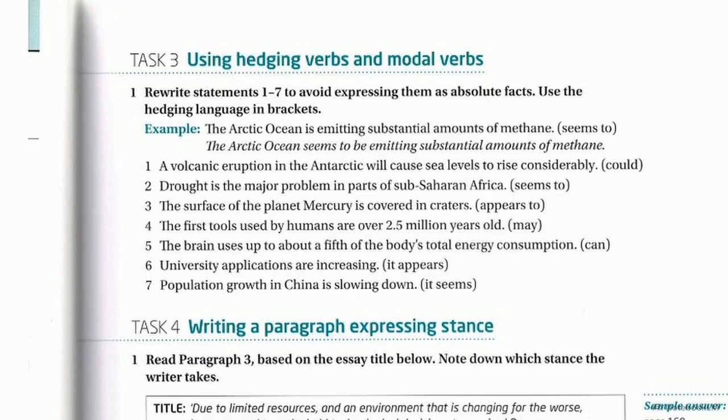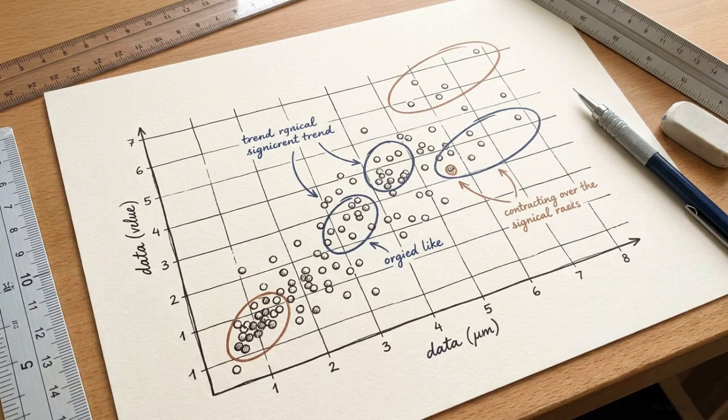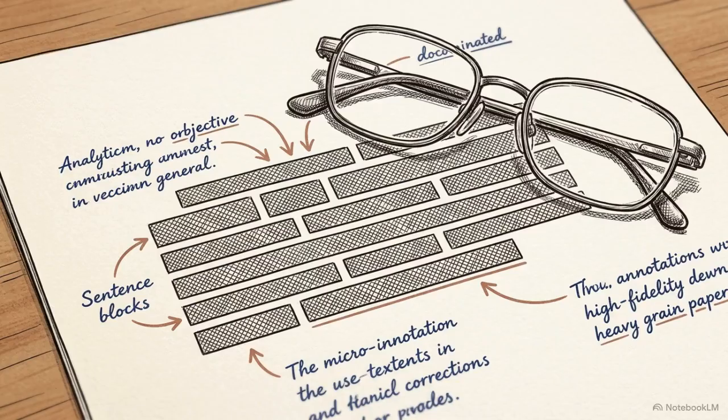Another powerful tool is the impersonal structure. Take the statement: drought is the major problem in parts of sub-Saharan Africa. We can distance the author from this claim by adding a framing phrase at the beginning: it seems that drought is the major problem. These structural shifts don't diminish your underlying data. They position your writing as an objective, evidence-based observation, not a personal declaration.